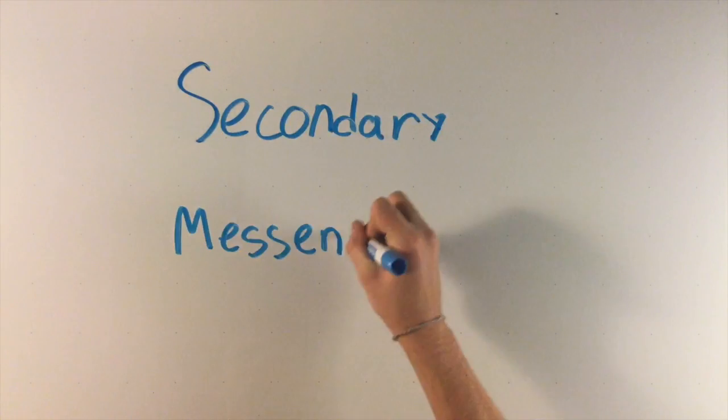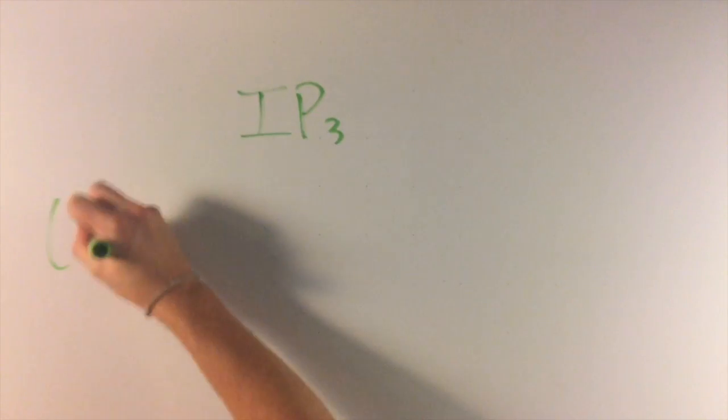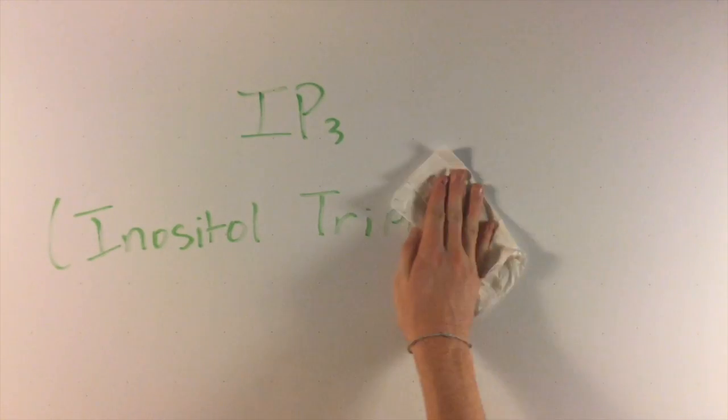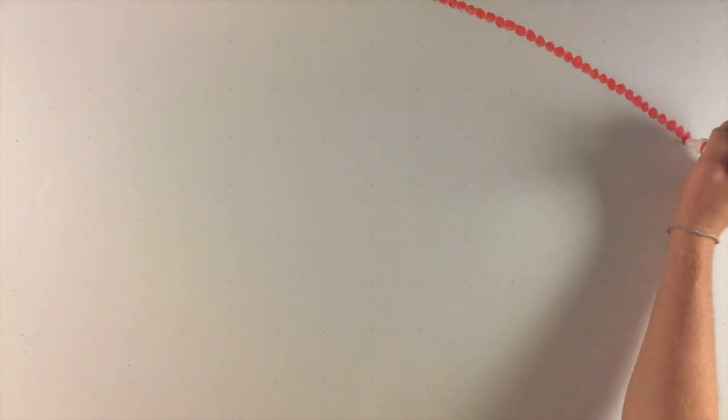Cells also use secondary messengers to communicate. One example of this is IP3, or inositol triphosphate. It begins in the G protein pathway.